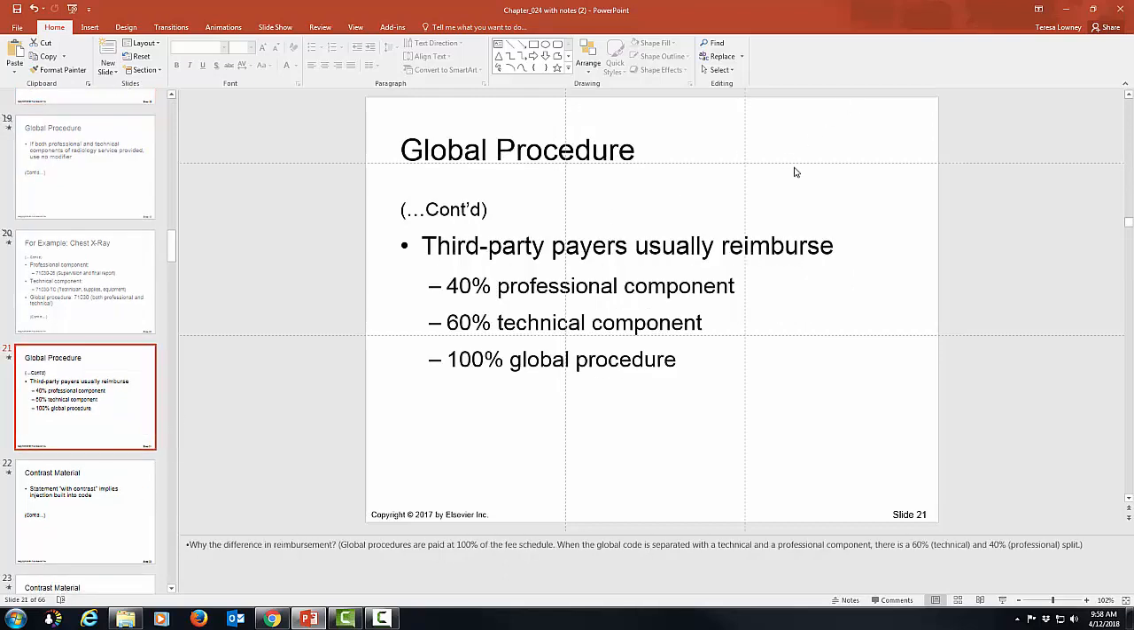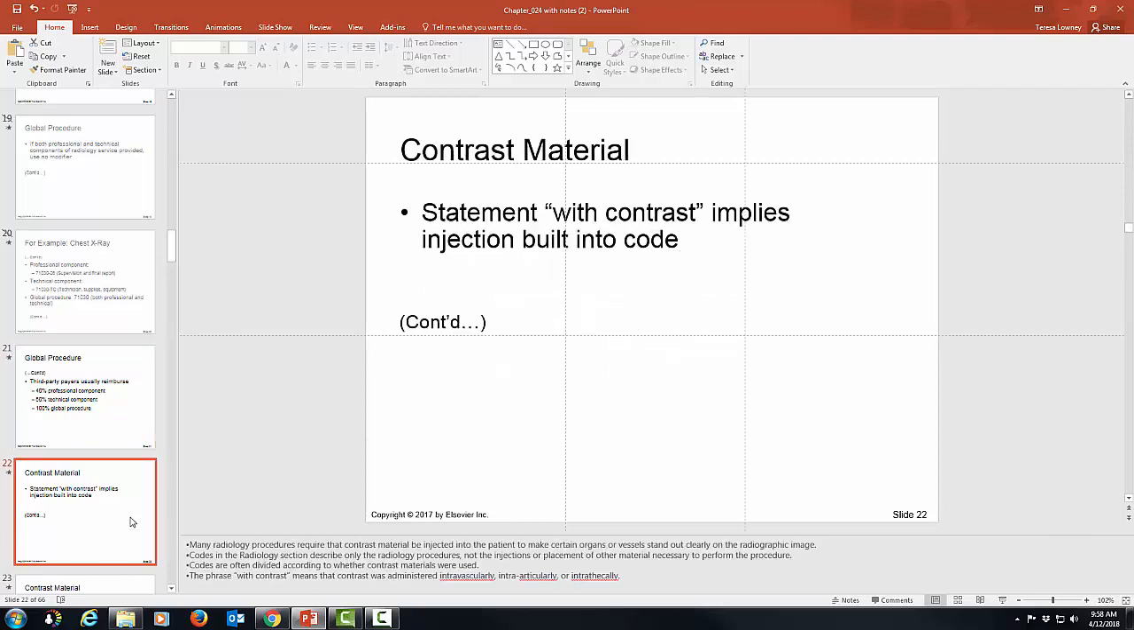Global procedures, the third-party payers usually reimburse 40% for the professional component, 60% for the technical component. So thus there is an incentive. In order to capture this 100% of the global procedure, you need to own the equipment and employ the technicians and the physician who is going to code it.